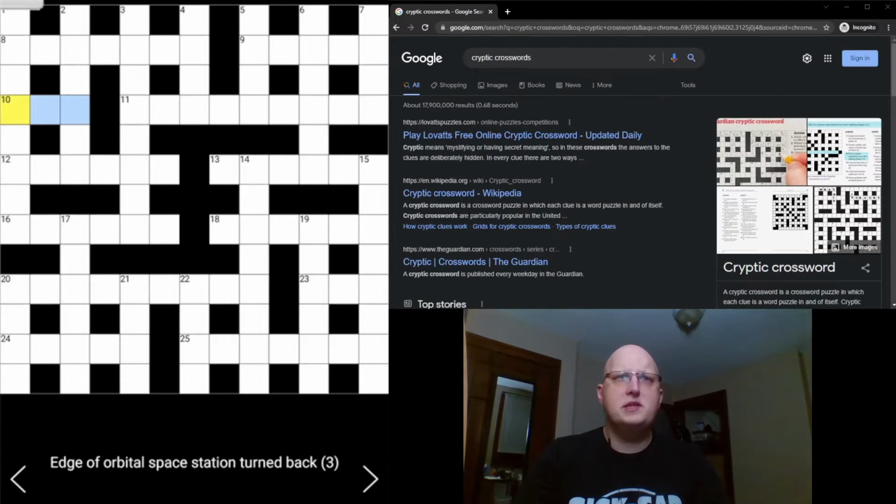Edge of orbital space station turned back. ISS. So edge of could mean we're looking at the outside letters. Then again, turned back could mean we're looking at letters reversed. But then I'm not sure what the definition is. Edge of orbital space station turned back. Well, that's not helping us either.